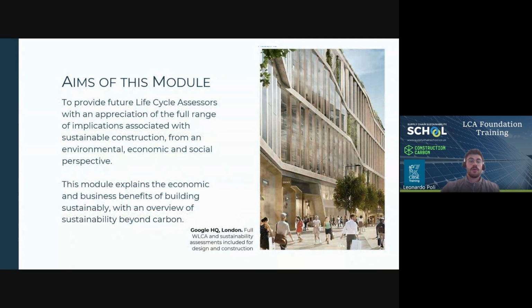The aim of this module is to provide future life cycle assessors with an appreciation of the full range of implications associated with sustainable construction from an environmental, economic, and social perspective. This module explains the economic and business benefits of building sustainably, with an overview of sustainability beyond carbon.